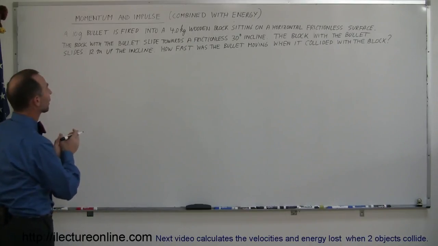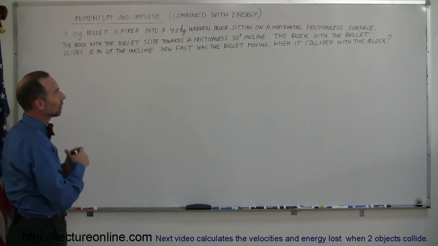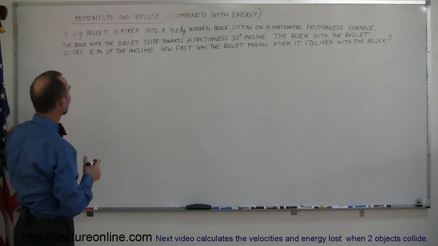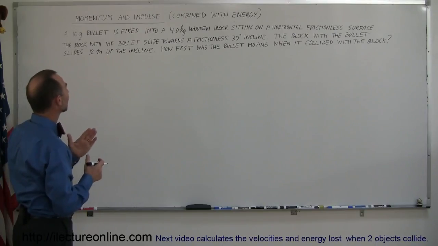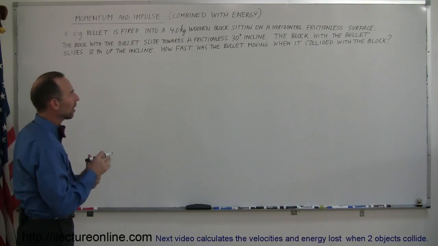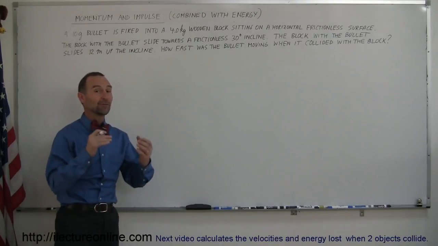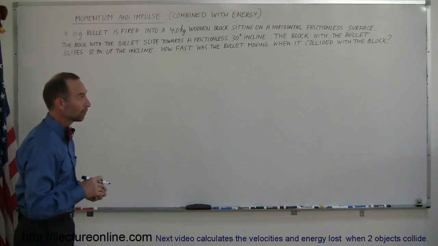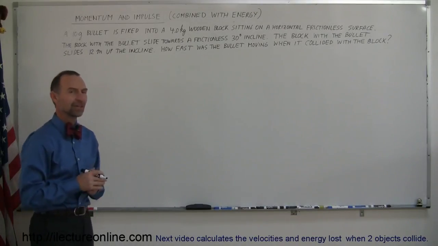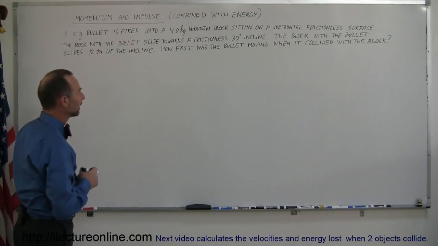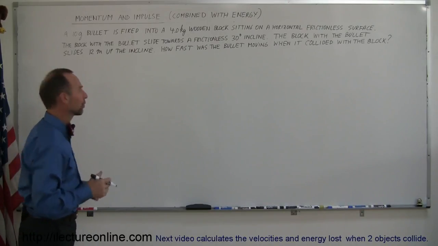The bullet and the block slide towards a frictionless 30-degree incline. The block with the bullet slides 12 meters up the incline. Then the question is, how fast was the bullet moving before it collided with the block? Sounds like an interesting problem, doesn't it? Let's draw a picture to get a feel of what's going on here.